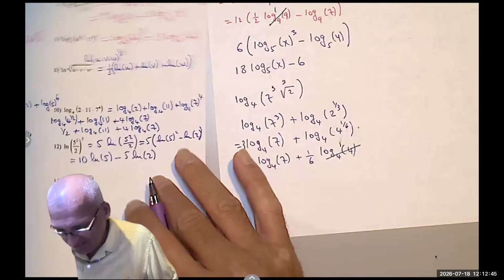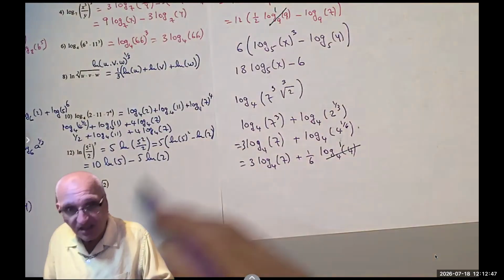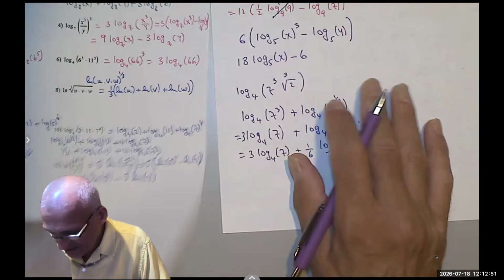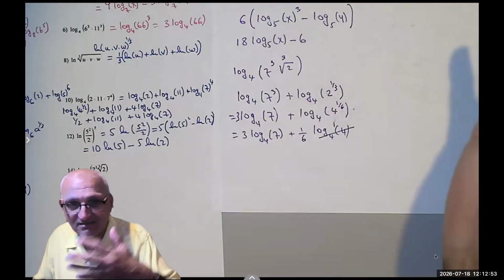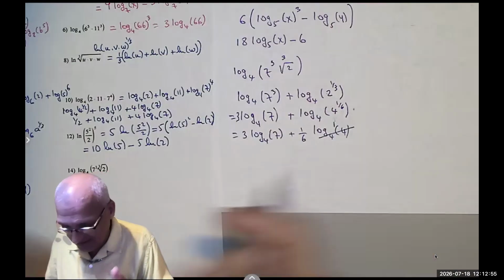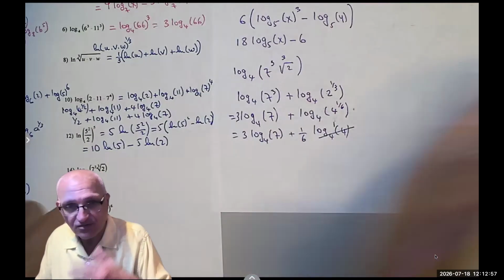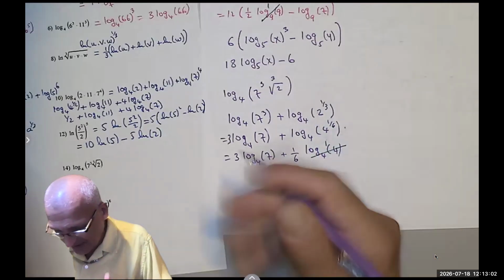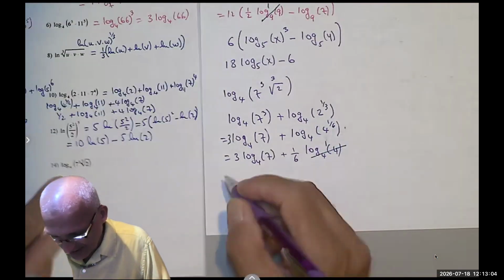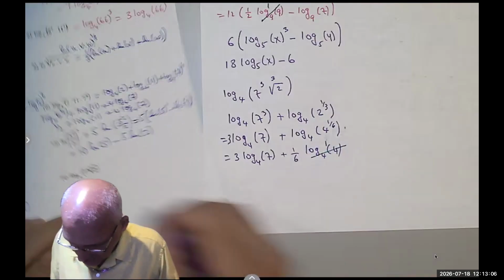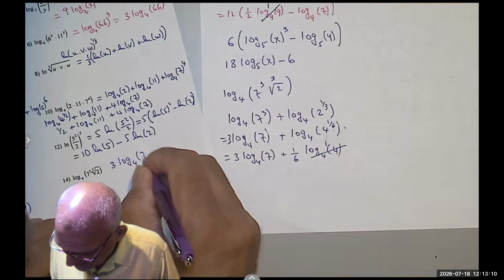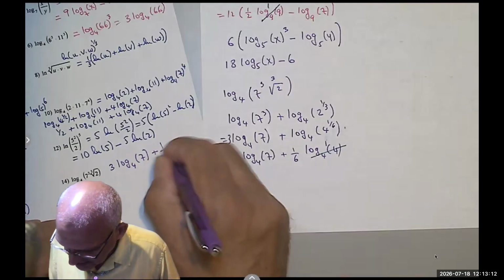That's why, when you have the base and one of these numbers that share a power, like 2 and 4, 4 and 8, 2 and 32, or 3 and 9, or 3 and 27, or 9 and 27, you have to think, how do I write it like that? So you get 3 log to the base 4 of 7 plus 1/6.